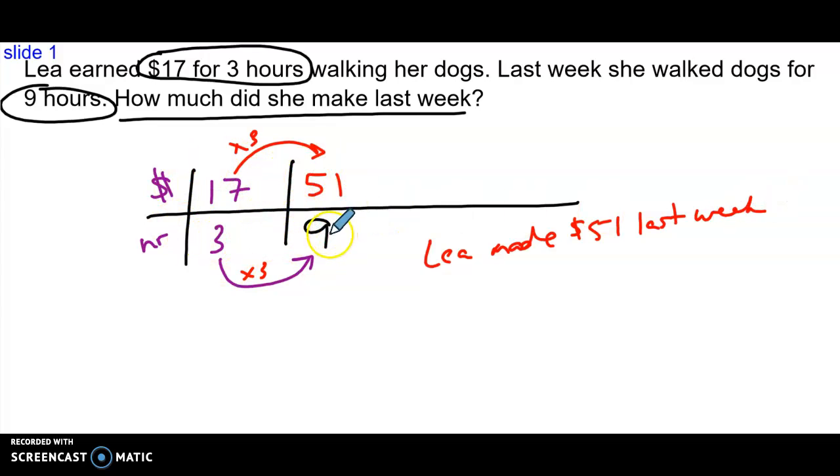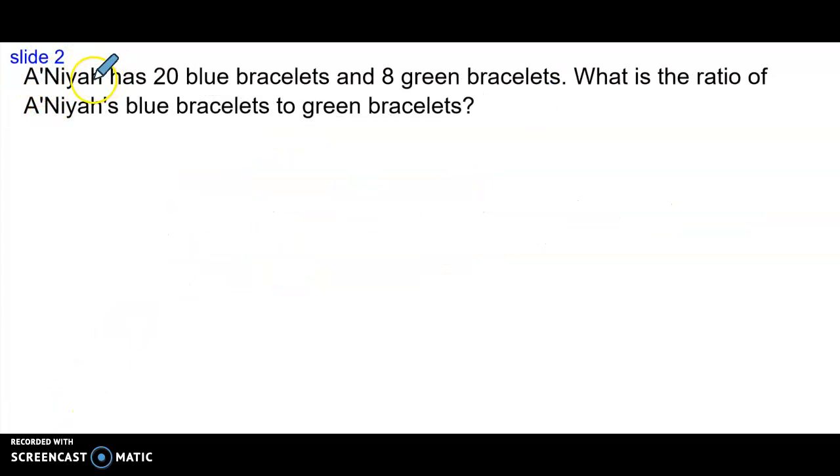Now notice these are equivalent ratios. If I were to take 51 over 9 and simplify them by putting them in a sled, I'm going to get back to 17/3. Right? So all I wanted to know was how much she made. I was just looking for that guy right there. Let's do another problem. All right? This is a different problem.